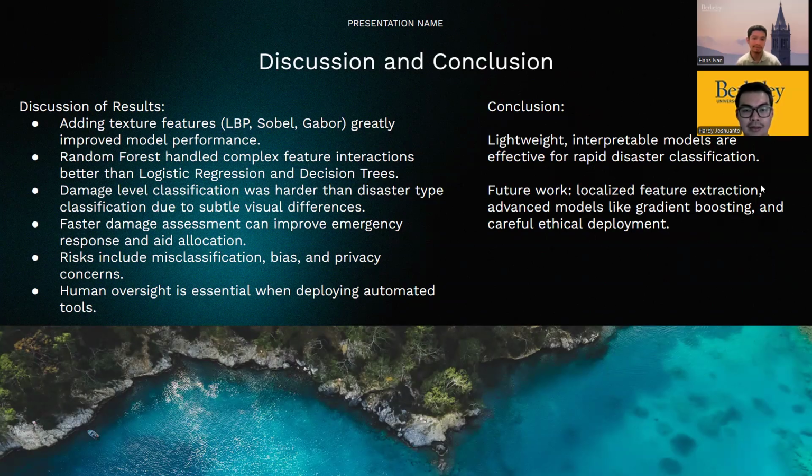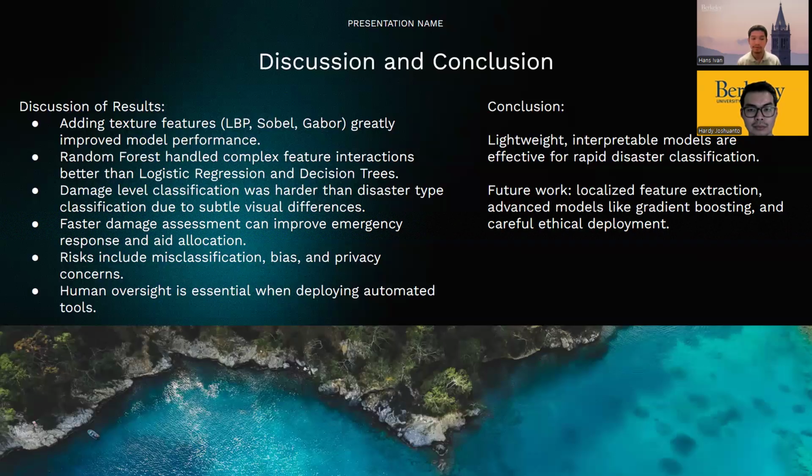We will add some discussion, ethical considerations, and a conclusion. Overall, by adding texture features like LBP, Sobel, and Gabor, we were able to greatly improve classification results, and the random forest model was more effective than logistic regression, especially at capturing subtle differences between damage levels. While our models can accelerate disaster response, there are ethical concerns such as potential misclassification and privacy issues. It's important to combine these models with human oversight.